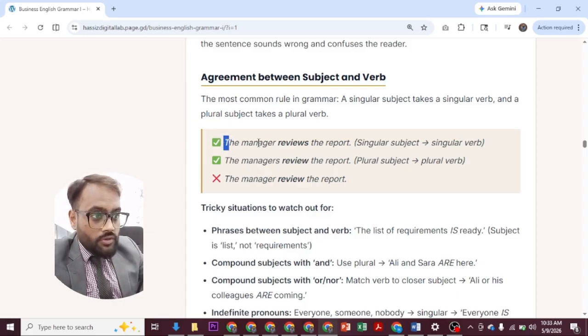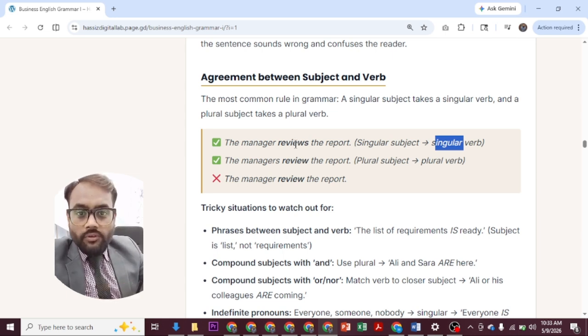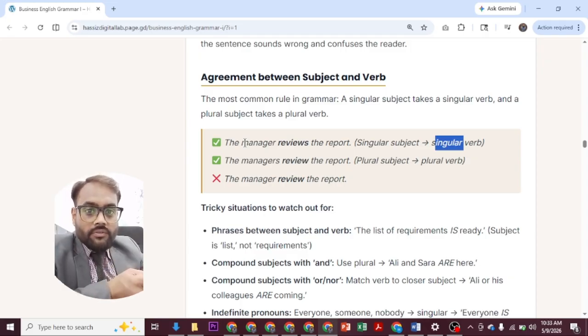Example: the manager reviews the report. The manager over here is a singular person. What is he doing? He reviews the report. We don't want to consider this word "reviews" here; we just want to look at the manager. The subject is singular, so the verb is singular. The word "s" doesn't reflect that it's plural. It's only saying that a single manager is reviewing the report.